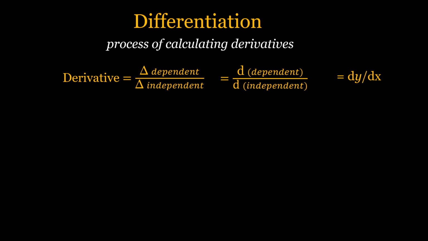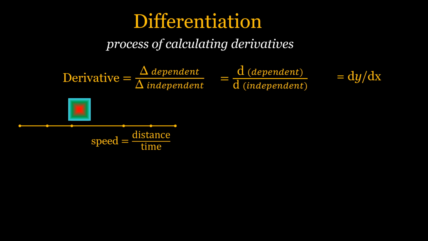Let's consider an example of a derivative. If a block is moved to a position r away from its original position, the speed of the movement will be distance over time. In the language of calculus, it is the rate change in the position r with respect to time. Or, speed is the derivative of a position r with respect to time.